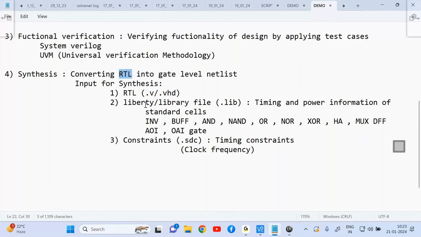That clock information, what clock with what time period is operating, is present in the SDC file. Apart from that, you have plenty of information like set input delay and set output delay. All those things we'll see in future classes. For the time being, I can tell only this much. So we have clock information: operate your design with this clock frequency.